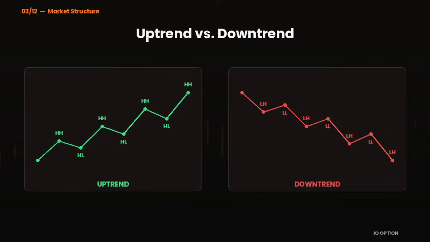But here's the part I really want you to remember. The moment that pattern breaks, let's say you are in an uptrend and suddenly you get a lower low, that's your first clue that the market is shifting. You don't need an indicator to tell you that. The structure itself tells you what is actually going on.